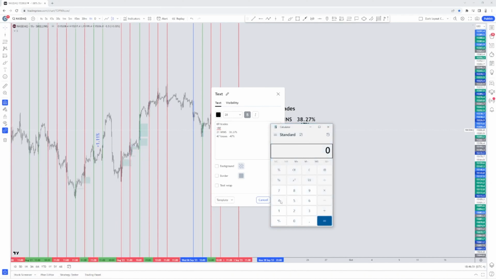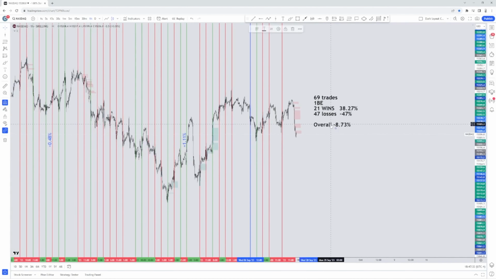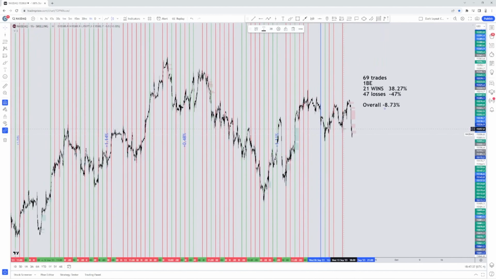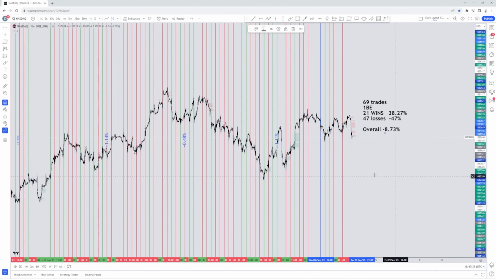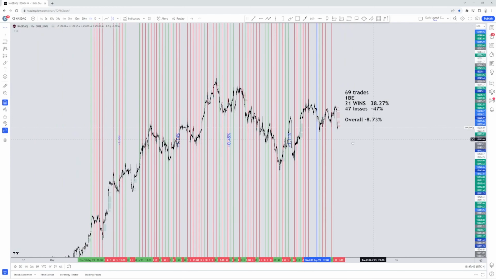This strategy does not work. This strategy will give you within those 4 months a minus 8.73. So you will get an overall of minus 8.73%, which is garbage statistics. Do not follow this strategy. Do not use this strategy.